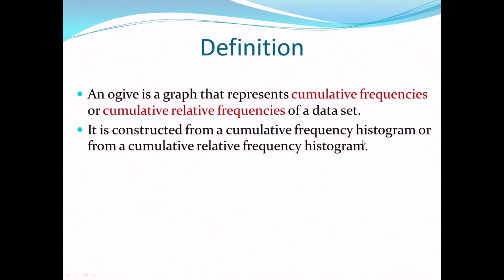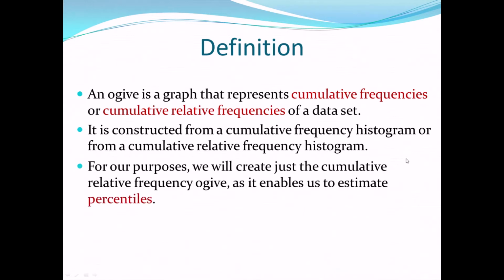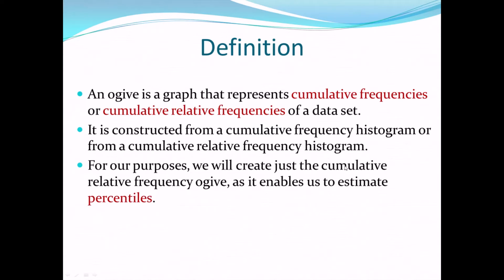The background for this is that you have to be able to construct a histogram if you are making an ogive. If it's given to you, then it's just given to you. But what we're going to be focusing on are cumulative frequency histograms so that we can create a cumulative relative frequency histogram and thus an ogive. So we're not going to be dealing with the cumulative frequencies. We're going to be dealing with the cumulative relative frequencies, and that's basically what that says here. All right. So just the cumulative relative frequencies to create an ogive, as it'll enable us to estimate percentiles.